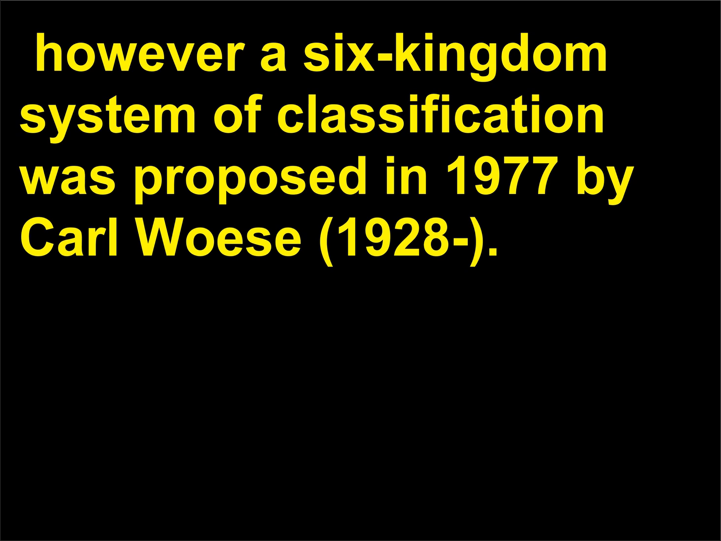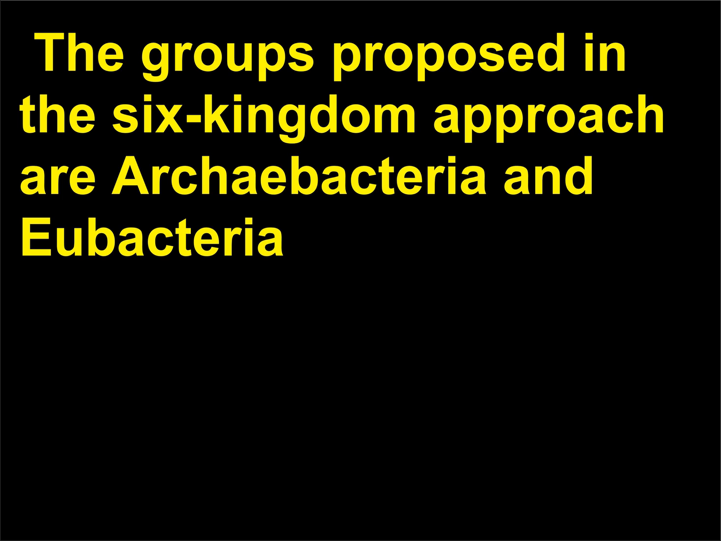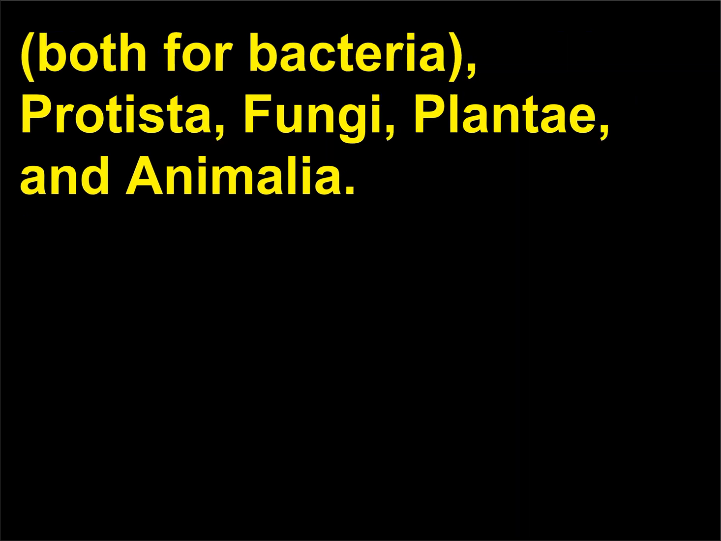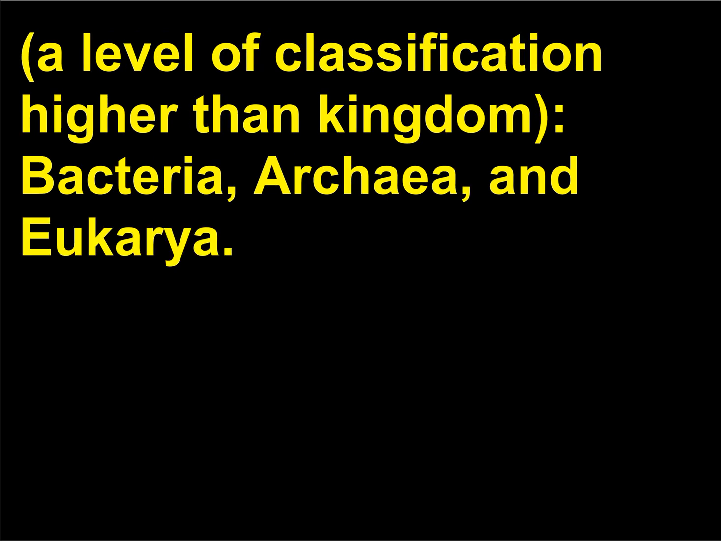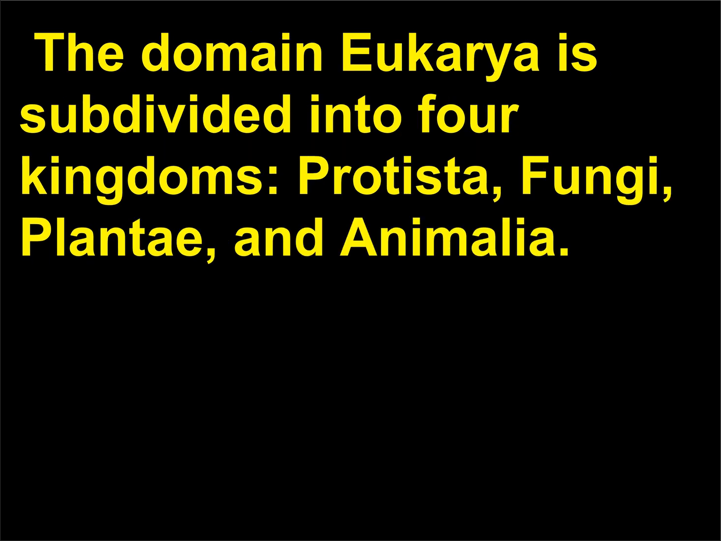However, a 6-kingdom system of classification was proposed in 1977 by Carl Woese, 1928. The groups proposed in the 6-kingdom approach are Archaebacteria and Eubacteria, both for bacteria, Protista, fungi, Plantae, and Animalia. In 1981, Woese proposed a classification system based on 3 domains, a level of classification higher than kingdom: bacteria, archaea, and eukarya. The domain eukarya is subdivided into 4 kingdoms: Protista, fungi, Plantae, and Animalia.